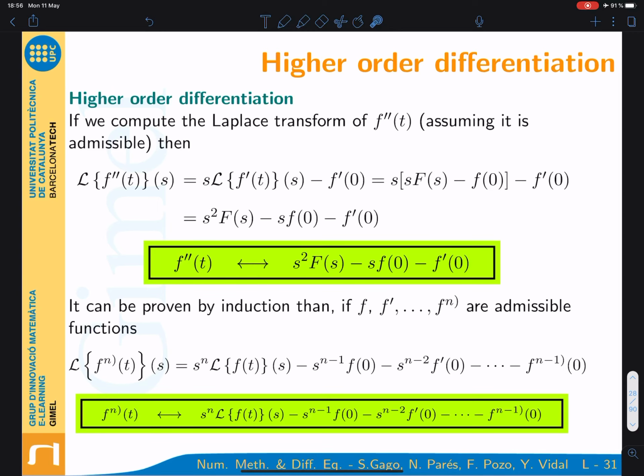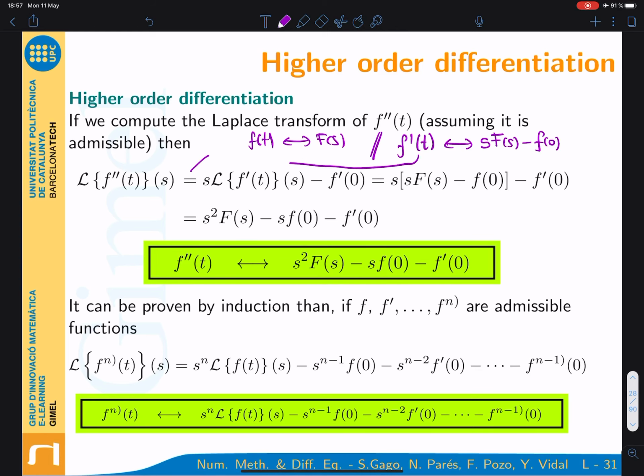It can be proved using induction that for any derivative of order n, the Laplace transform looks like this. Maybe it's easier to start with the second derivative, okay? If I want to compute the Laplace transform of the second derivative of f, then I can use the previous result. I know that the Laplace transform of f is capital F, and we already saw in the previous slide that the Laplace transform of f prime is just s times capital F, and maybe subtract this constant.